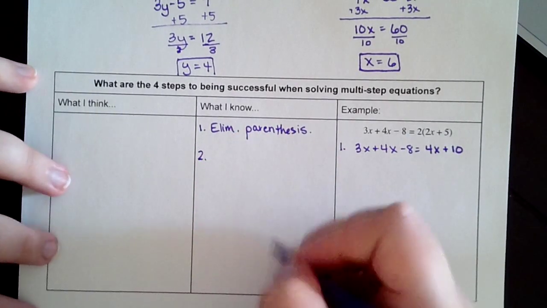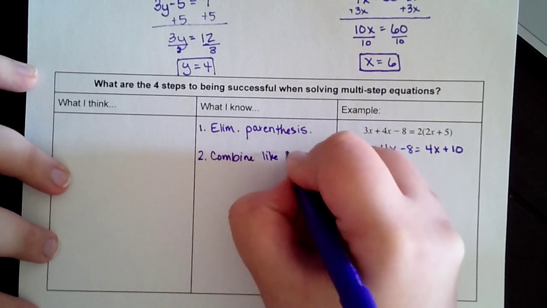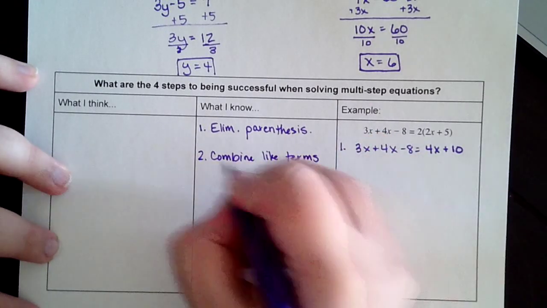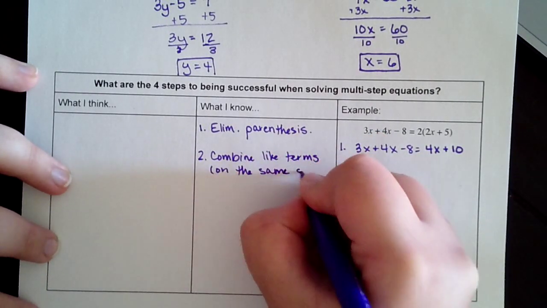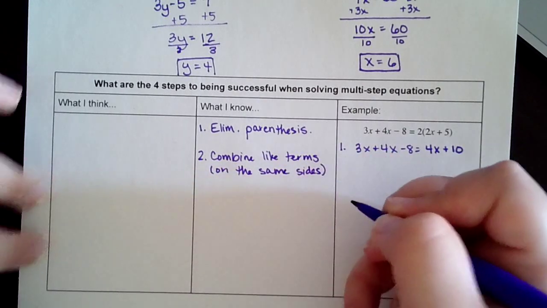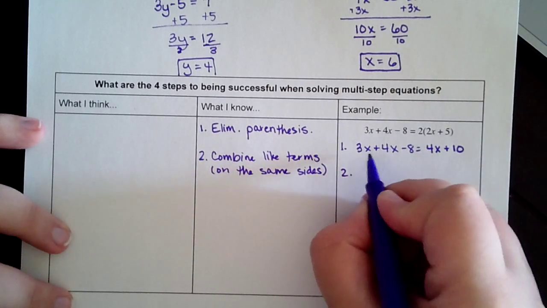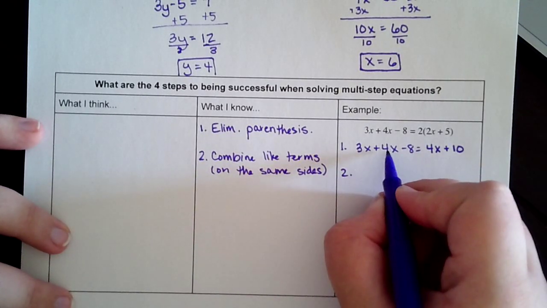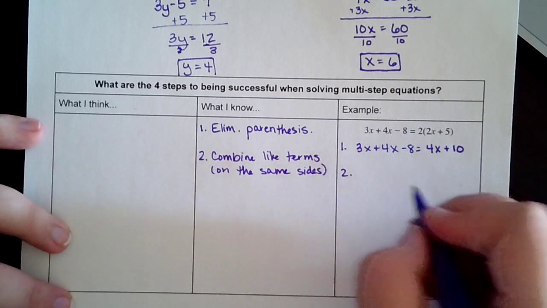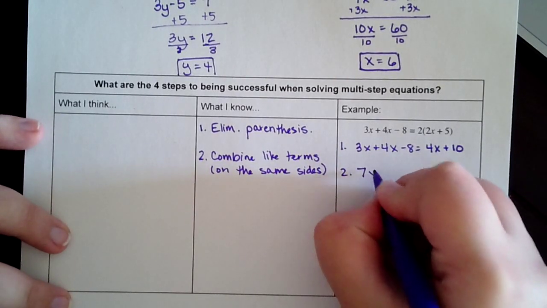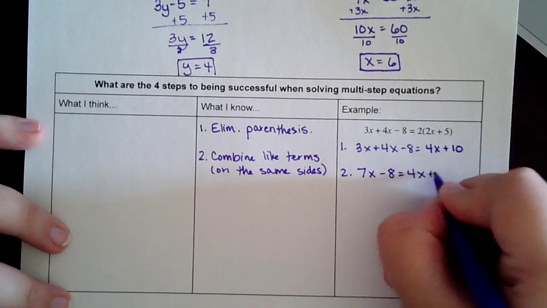Second step, combine like terms with the caveat on the same sides. We can combine across the equal sign, but we're not going to do that right away. So in this case, I've got a 3x and a 4x on the left side. Those are like terms because they share the same variable and power. So I'm going to combine them to be 7x minus 8 equals 4x plus 10.